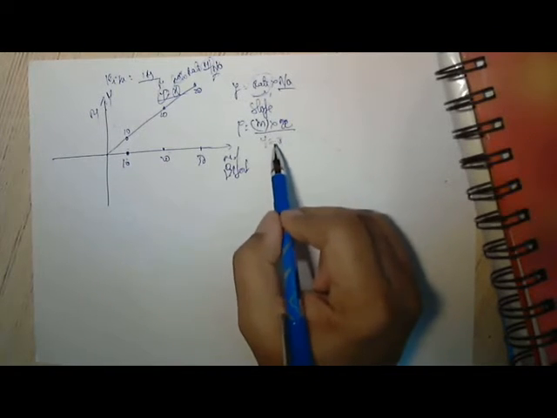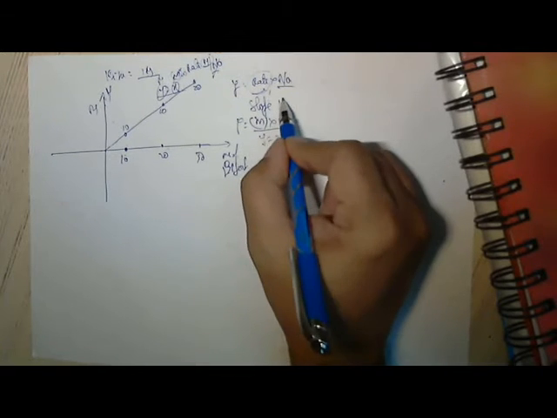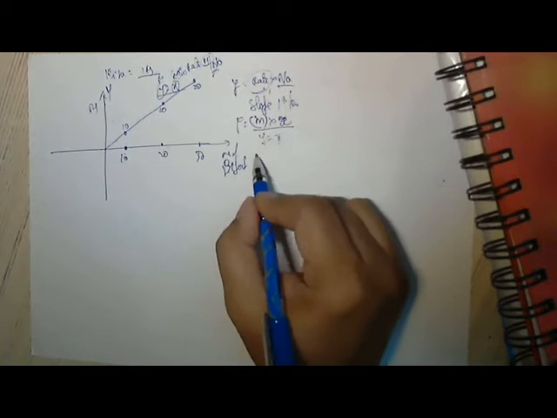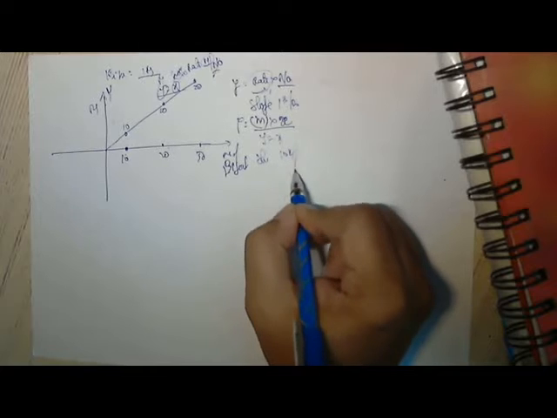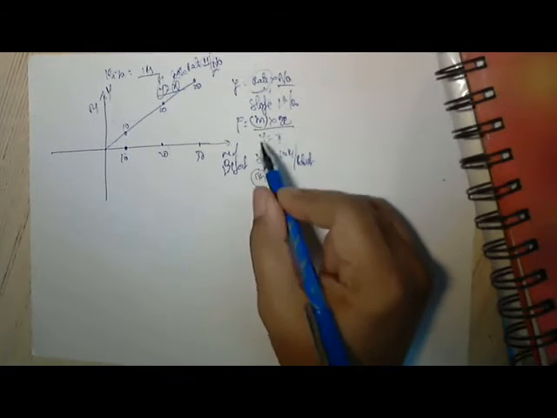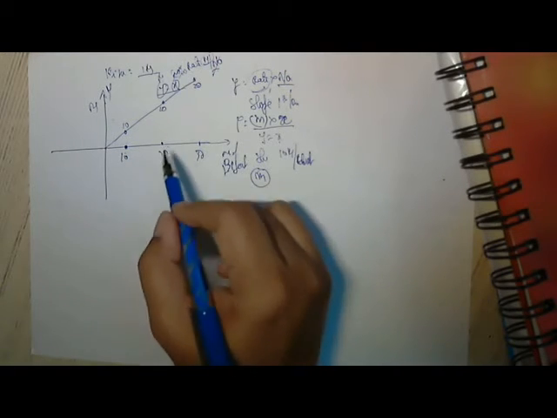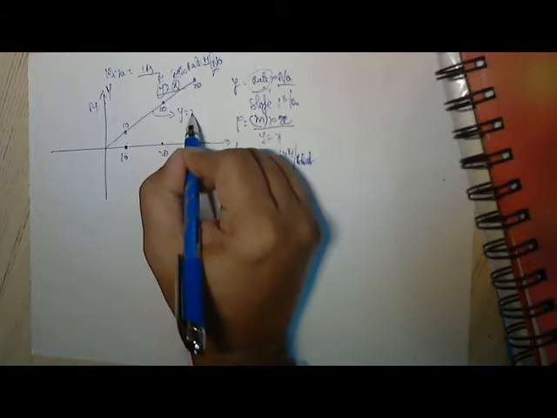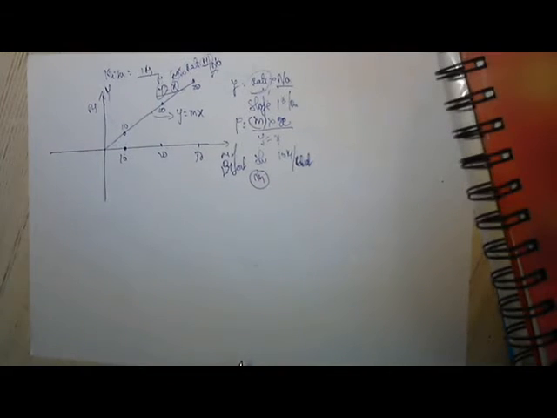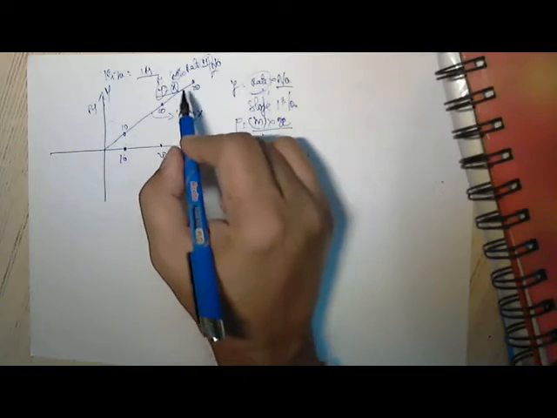That means 1 rupee per biscuit. Slope is 1 rupee per biscuit, or slope can be 10 rupees per chocolate. M can be anything. Depending on that, we get the slope. So we have the equation y is equal to mx. What is m? M is nothing but slope. Slope is the same. When it is a straight line, the slope is the same.